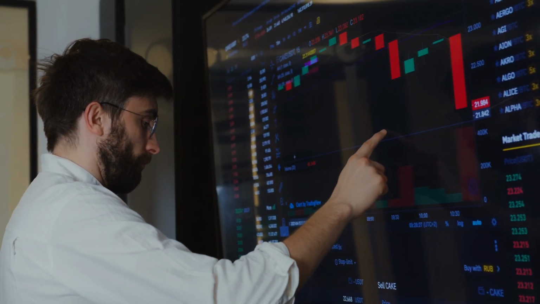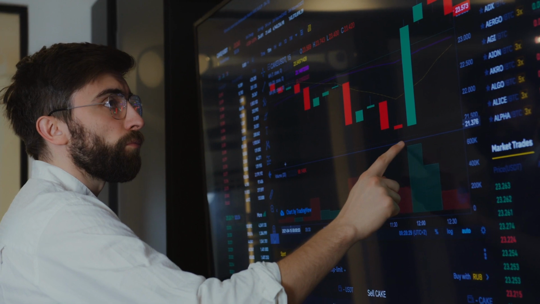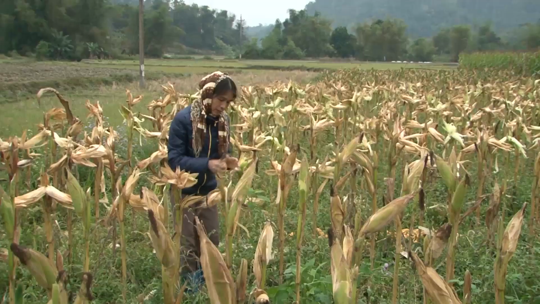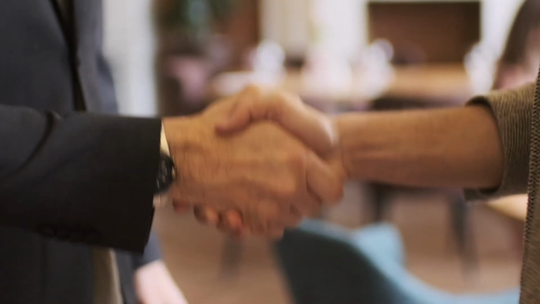Before we delve deeper into futures trading, let's familiarize ourselves with some essential terms. Underlying asset, the asset that is being traded, such as gold, oil, or wheat. Futures contract, the legal agreement between the buyer and seller, specifying the underlying asset, quantity, delivery date, and price.